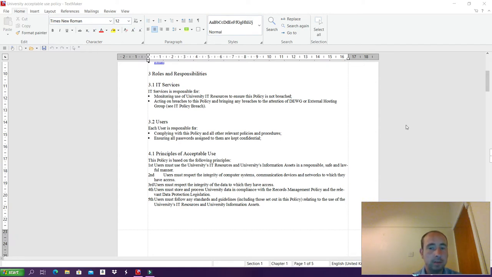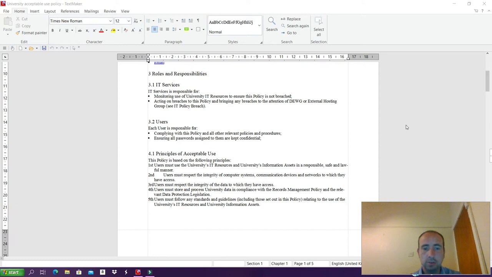4.1 Principles of acceptable use. This policy is based on the following principles. First, users must use the university's IT resources and university's information assets in a responsible, safe, and lawful manner. Second, users must respect the integrity of computer systems, communication devices, and networks to which they have access. Third, users must respect the integrity of the data to which they have access.